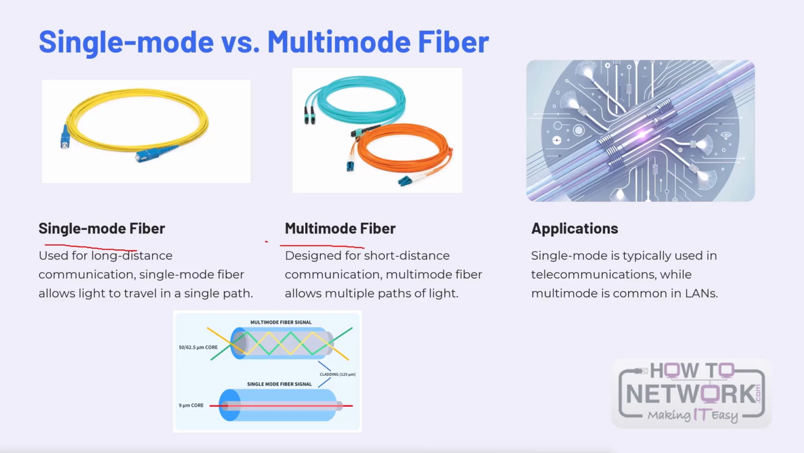Now, what are the key differences? So, of course, the primary distinction lies in the core diameter and the way light propagates. Single-mode fiber uses a smaller core, restricting light to a single path, while multimode fibers feature a larger core allowing multiple light paths. This difference in the core size and light propagation influences their bandwidth capacity and distance limitations.